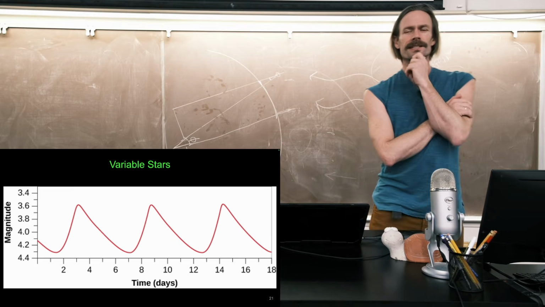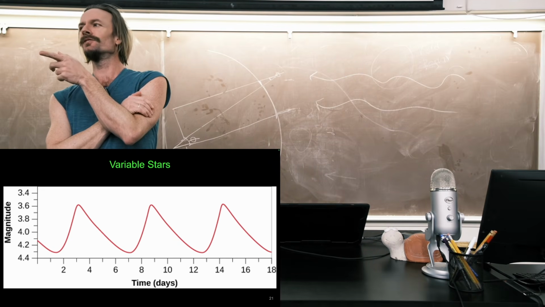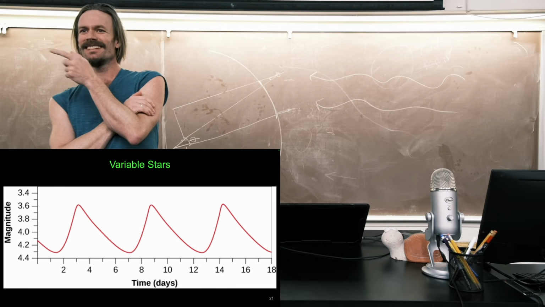There's some really obvious pulsating stars, by the way. You guys, anybody ever seen Betelgeuse before? Yeah. Not the movie. No. You seen the actual star?